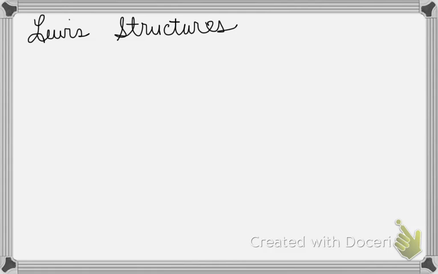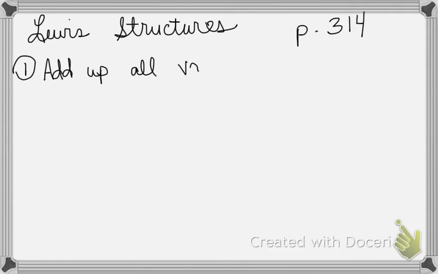These rules are kind of in your book on page 314. I tend to give you my own set of rules, but you can look at page 314. It'll go along with this. Okay, the first rule for drawing Lewis structures is to add up all the valence electrons.